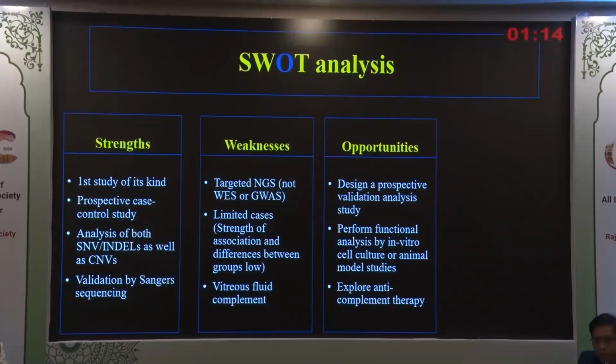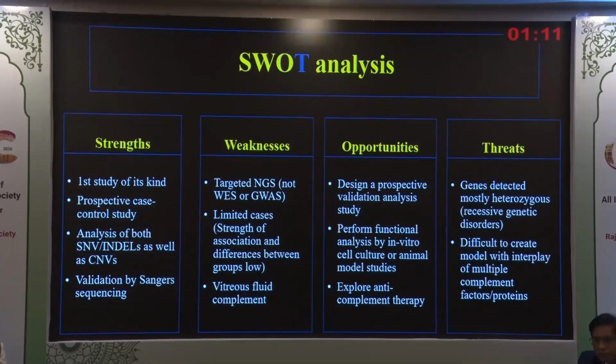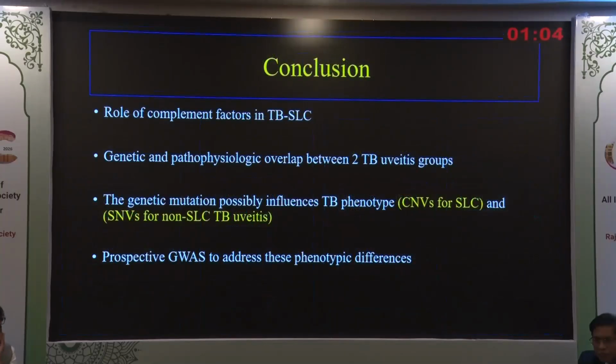explore anti-complement therapy. Some threats: genes detected are mostly heterozygous and difficult to create a model with interplay of multiple complement proteins. So to conclude, our study suggests the role of complement factors in tubercular serpiginous choroiditis with genetic and pathophysiologic overlap between the two TB uveitis groups. The genetic mutation possibly influences the TB phenotype, that is the CNVs favoring SLC and SNVs favoring non-SLC TB uveitis, and we are now currently working on prospective GWAS to address these phenotypic differences.